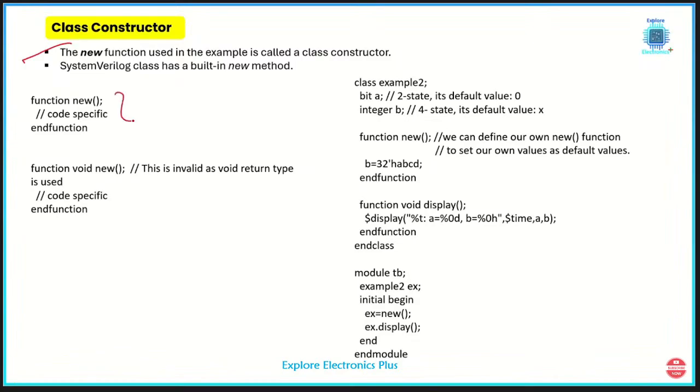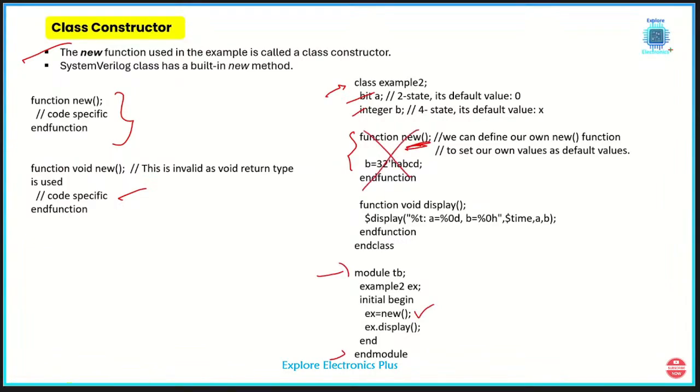This is a simple function new that we can define inside a class, and we can also put specific code inside the function. For example, you can see class example 2. It has two properties, bit A and integer B. Now we are defining a function manually, function new. This new is a constructor of this class. Whenever this class is used inside a module, this new function will be called. This function will be executed.